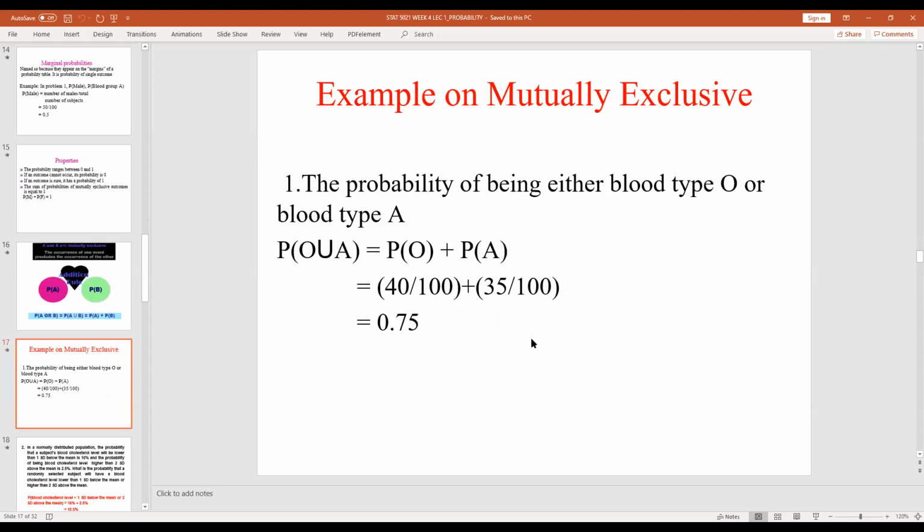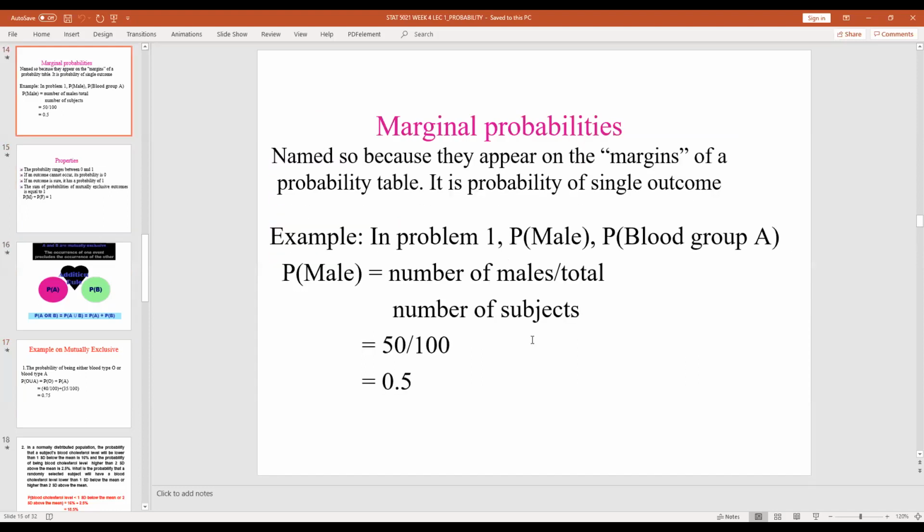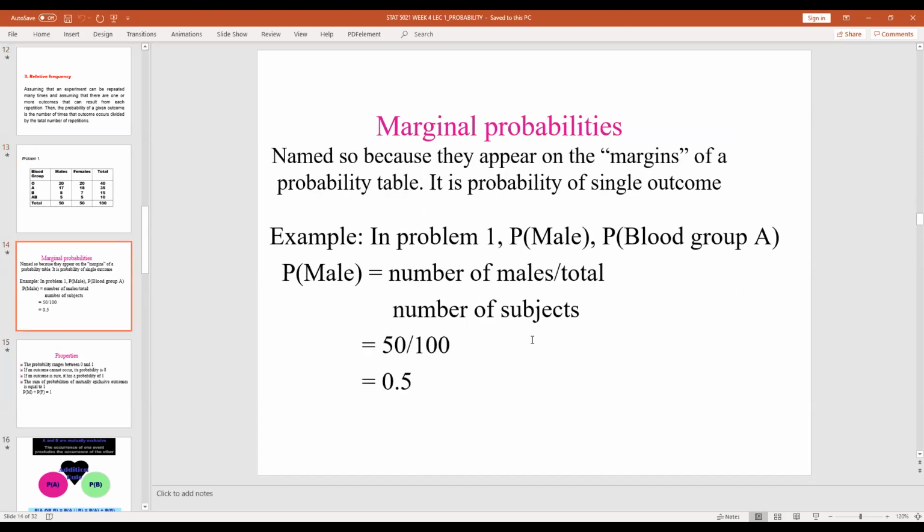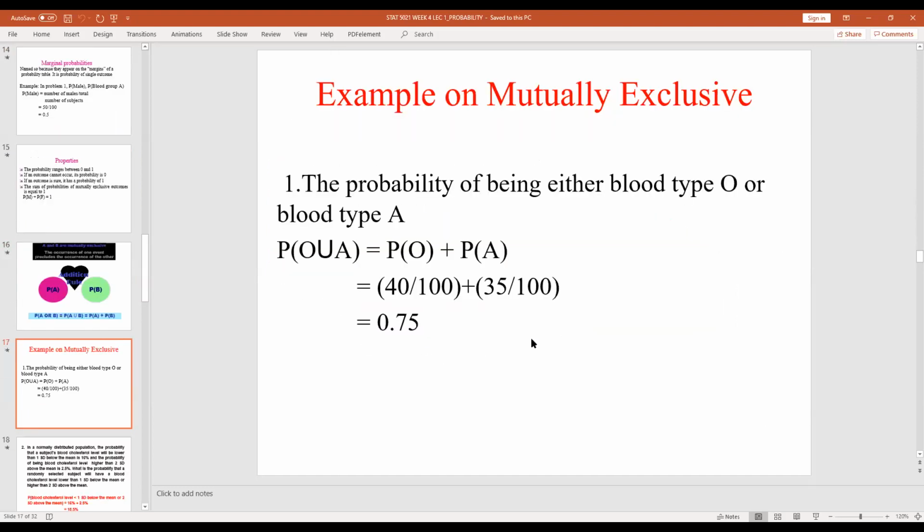Okay, so I want us to use the same question, the problem that I showed the other time, this table. So I want us to make use of this table. How can we use this table to answer a question that has to do with mutually exclusive events? Let's look at the question. What does a question under mutually exclusive look like? That is why I'm asking this question right now.